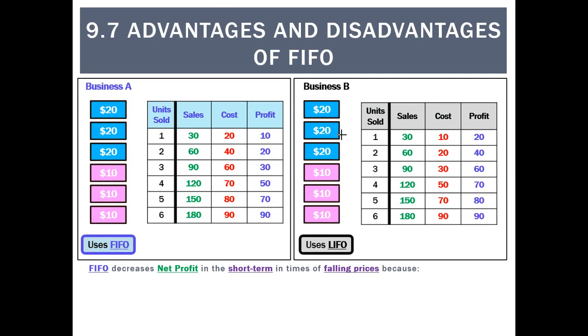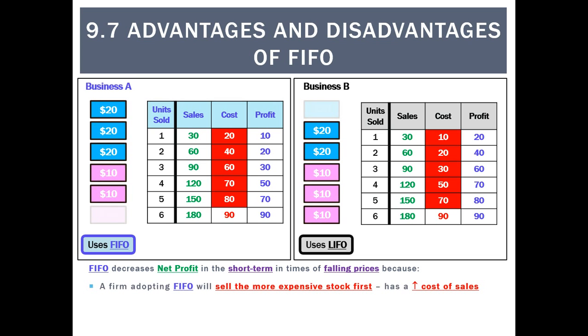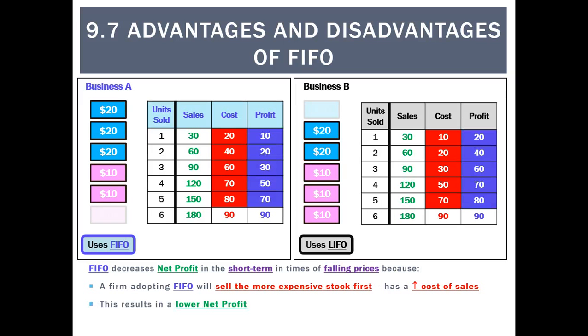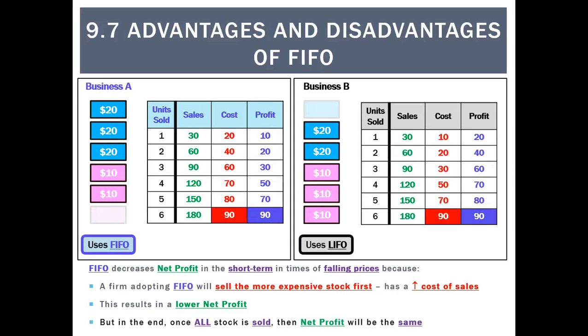So you can see here, if stock has gone down in price over time, well, we're kind of limited with FIFO because we need to assume we've got to get rid of all of this older stock, which is more expensive, first. So in the short term, we're going to have more expensive stock being sold, which is increased cost of sale, and that lowered our net profit. And important to realize that it's only short term. Once all stock is sold, net profit was identical.